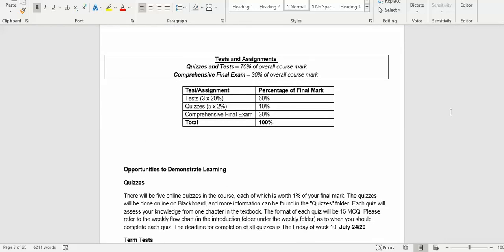So there are 3 tests, as we saw. Each were 20% for a total of 60%. There are 5 quizzes, each were 2% for 10, and the comprehensive final exam 30% for a total of 100%.